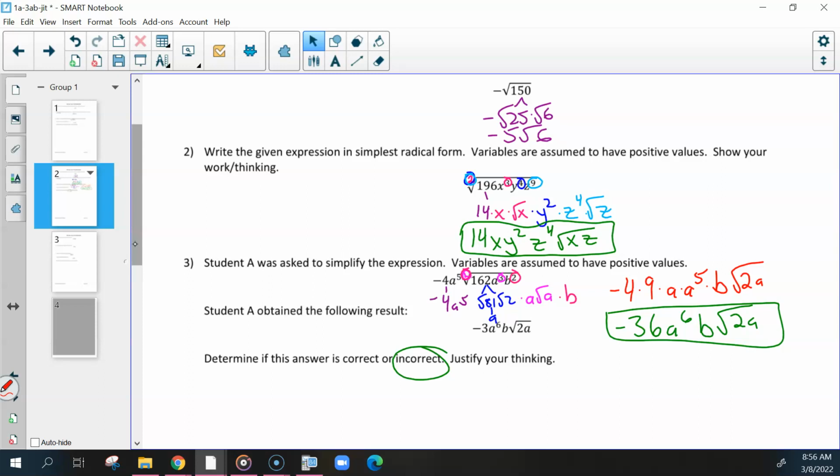And then, yes. Why do we have that extra xz at the end? 2 goes into 3 once with 1 left over. 2 goes into 4 twice with nothing left over. 2 goes into 9 4 times with 1 left over. So everything on the outside would come to the front: 14xy squared z to the 4th. Everything underneath the square root would stay inside, so xz.